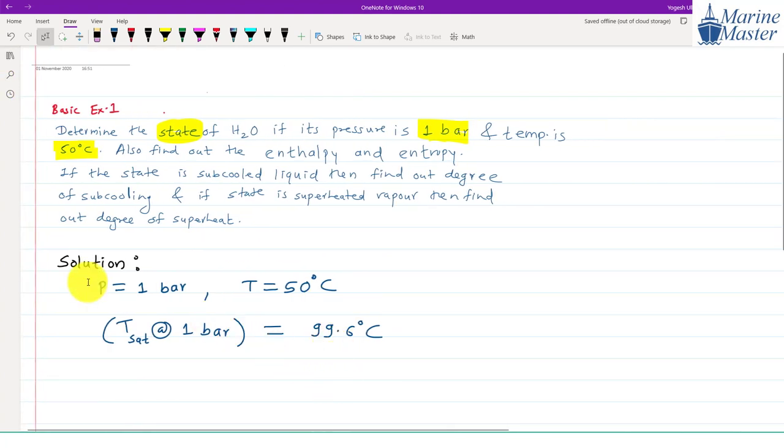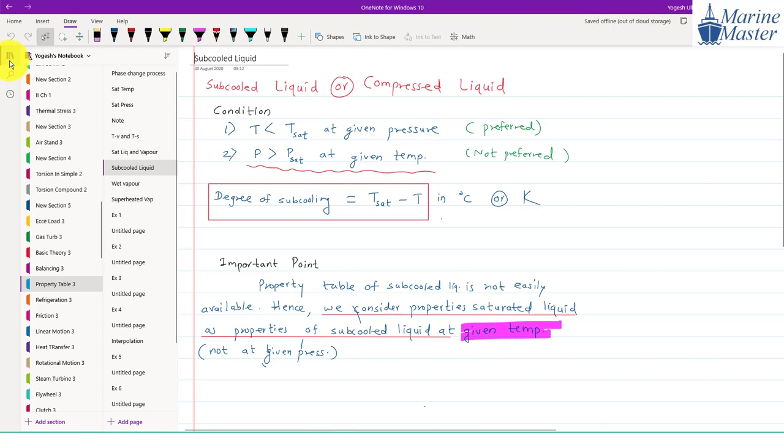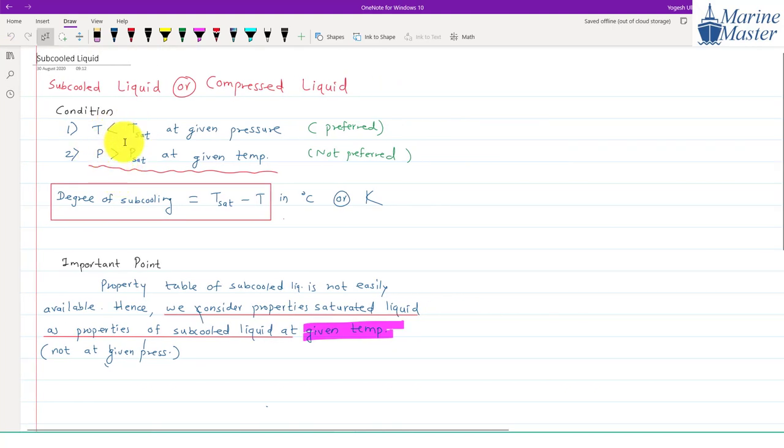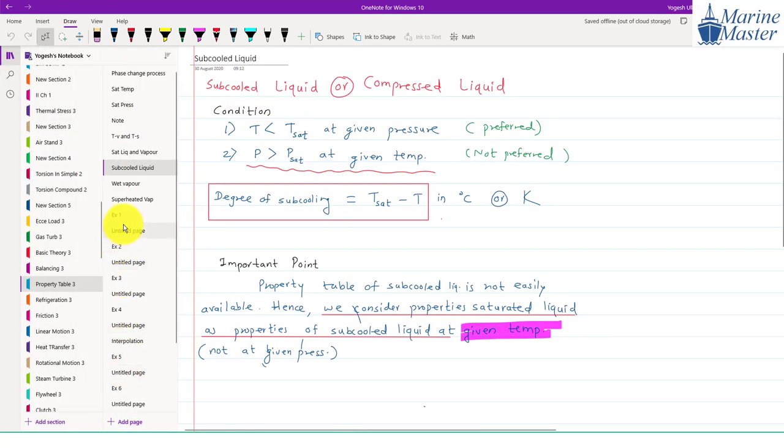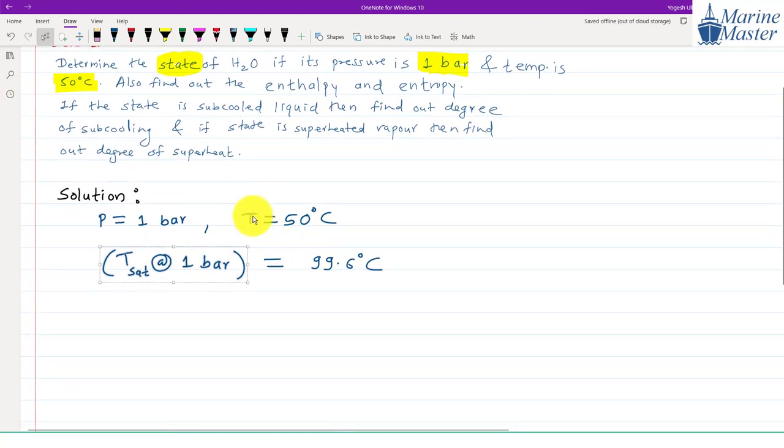So now from the property table we come to know that this is the property of that particular liquid. And if you remember our discussion of subcooled liquid, what conditions should we have? Our temperature should be below the saturation temperature. And in this question, what is this temperature? This temperature of 50 degrees Celsius is below the what?